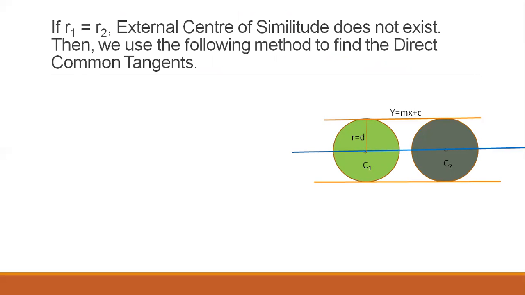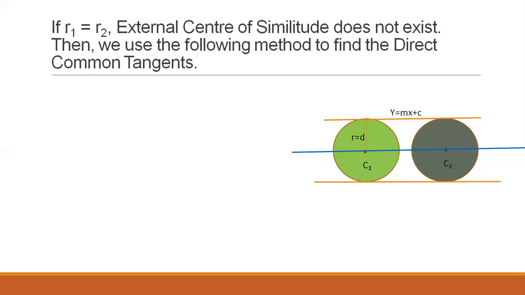Then we find the equation of a line through Q. But there is also a case when the given circles have the same radii. Then what happens if R1 equals R2? The direct common tangents won't intersect. Look at the diagram, children. The two direct common tangents are not intersecting in this case. Therefore, the external center of similitude does not exist. Then we use the following method to find the direct common tangents.